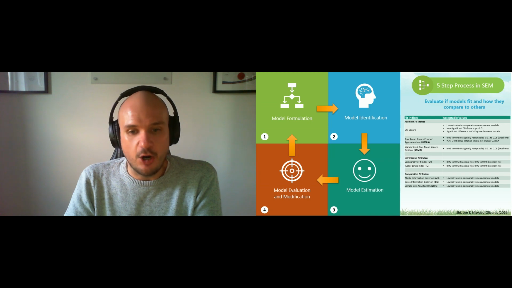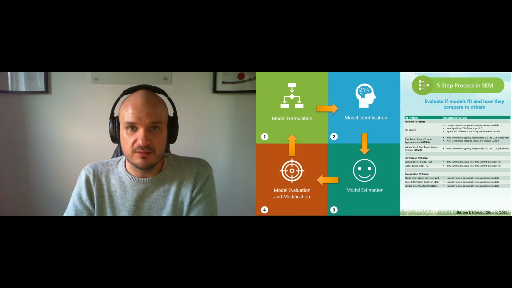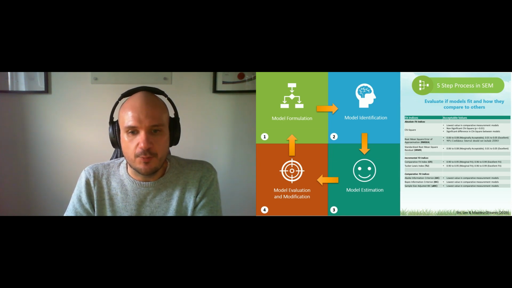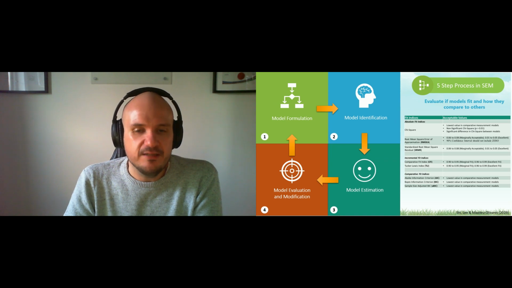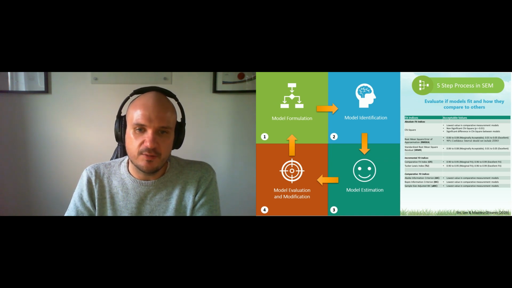The incremental fit stuff is the opposite. So the highest TLI and CFI is the best. So if we've got one model that has 0.9 and another one at 0.92 and the other one is 0.95, model 3 with 0.95 is the best. Okay, so this is the criteria that we use.